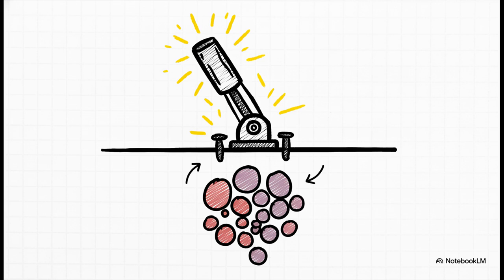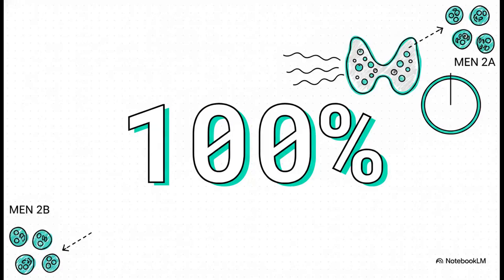This drives unchecked cellular proliferation, and that invariably leads to medullary thyroid carcinoma, or MTC. So, the crucial point is 100%. MTC occurs in virtually 100% of individuals affected by MEN2. It's basically a guarantee. Whether you're looking at MEN2A or MEN2B, MTC is the most common feature across the board.